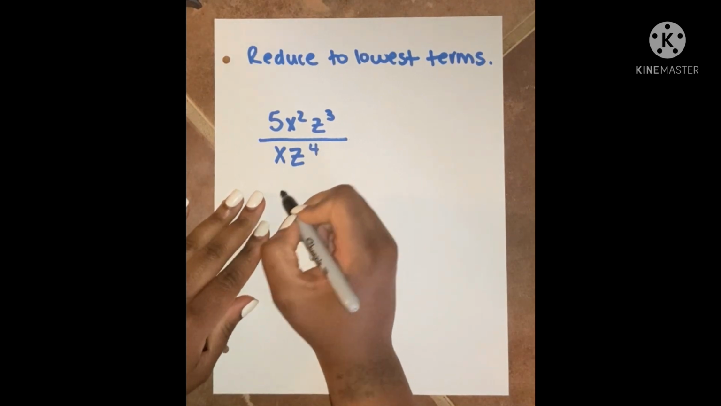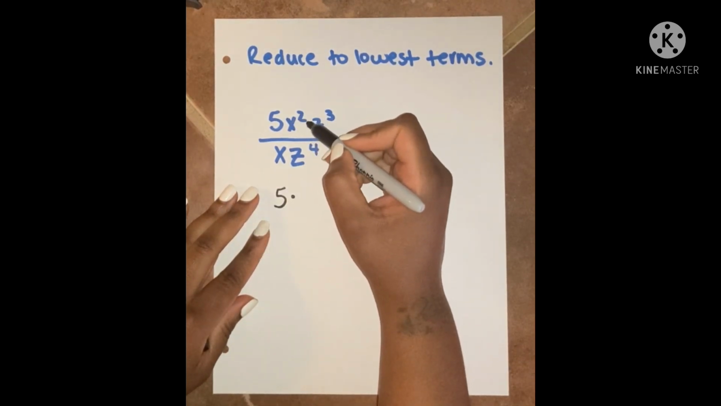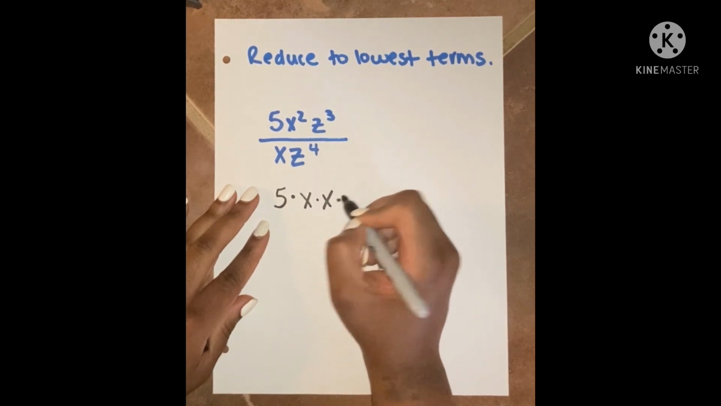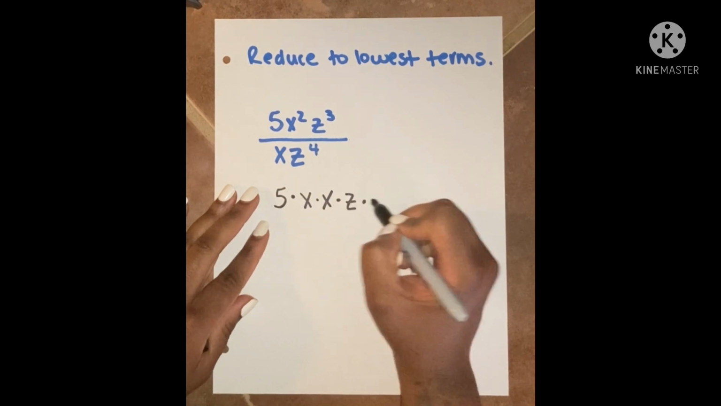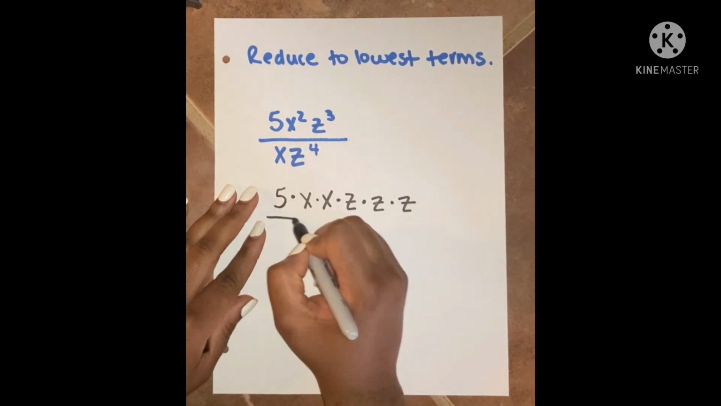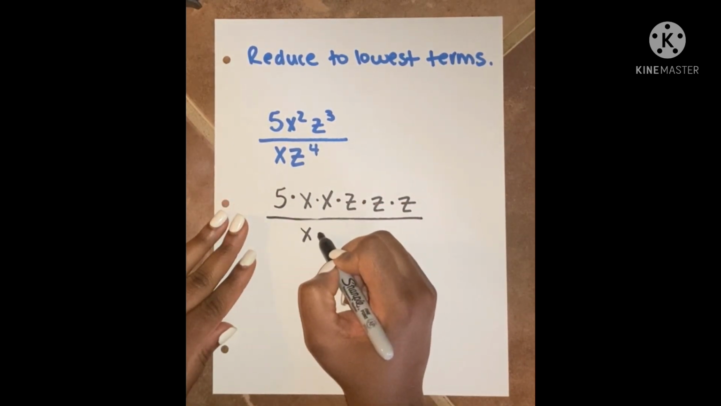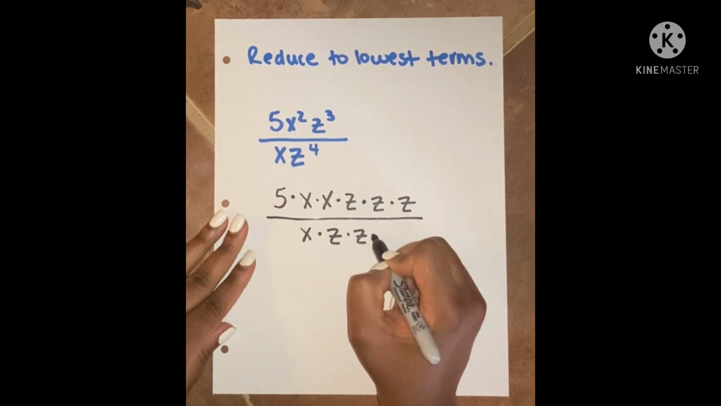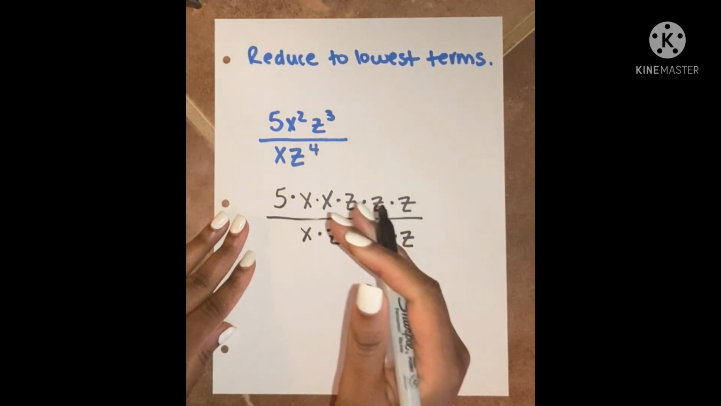So we have 5 here. We have 2 x's. Okay. Z cubed is 3 z's: 1, 2, 3. All over 1 x times 4 z's. So what we've done is we've basically just broken this down so that we can see everything that we have present.